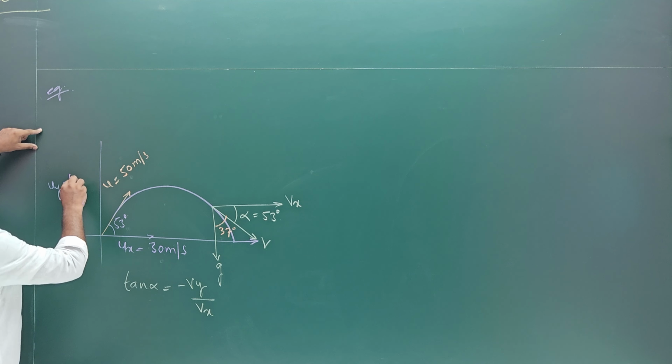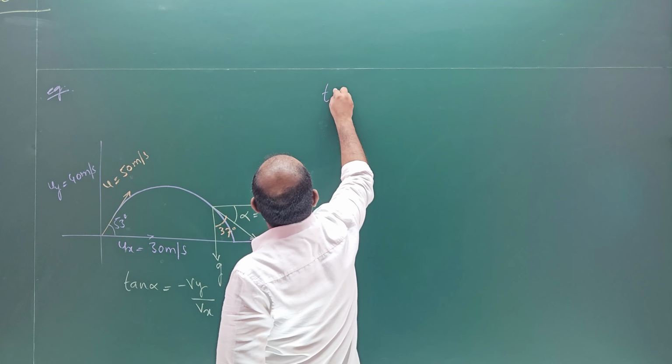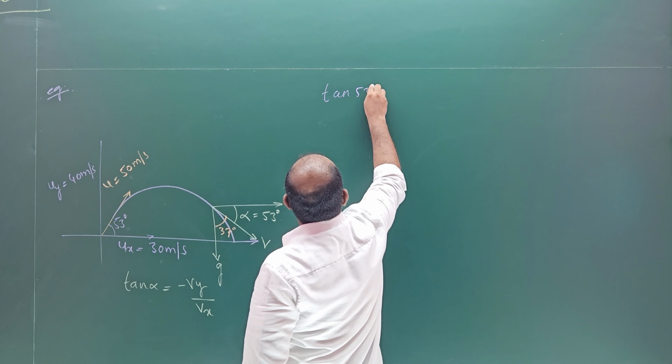40 meter per second. So we have now vy and we have now ux. Now substituting in that tan alpha is how much? Tan of 53 degree, which is equal to minus vy upon vx. Can I write like this?